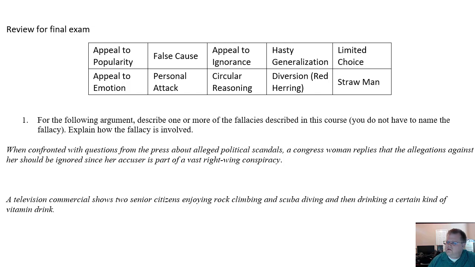All right, welcome to the final exam review for Math 1332, Liberal Arts or Contemporary Mathematics. Let's get at it. So in this first question, we are referring back to our fallacy lessons.